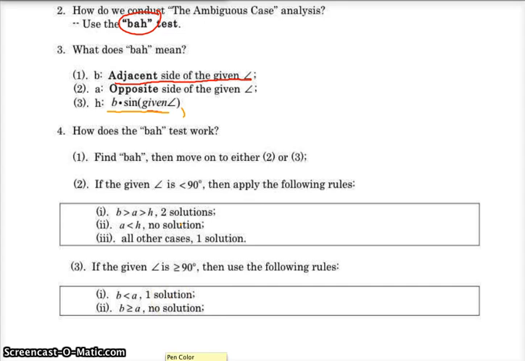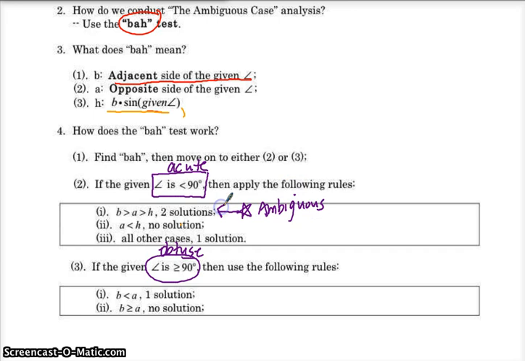So the only thing you're looking at is the given angle acute? Is it less than 90 degrees? Or is the given angle obtuse? Is it greater than or equal to 90 degrees? If it's acute, this is when you have your ambiguous case scenario. And your ambiguous case leads to two solutions. Otherwise, you might have a no solution or one solution. If it's obtuse, the only thing you're checking is to see if it's a one solution or a no solution. There's no ambiguous case for an obtuse given angle.